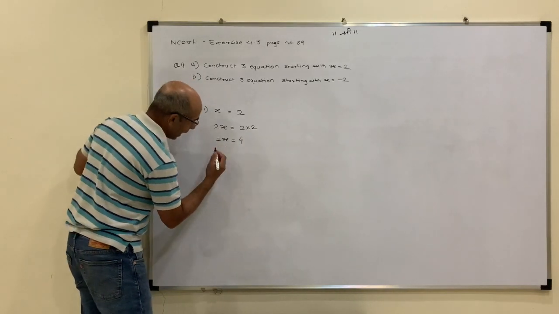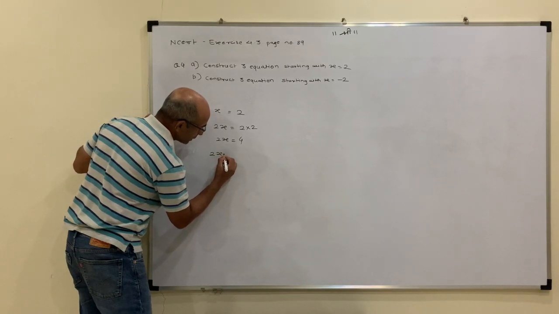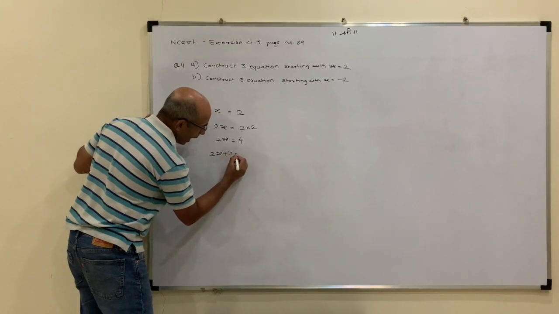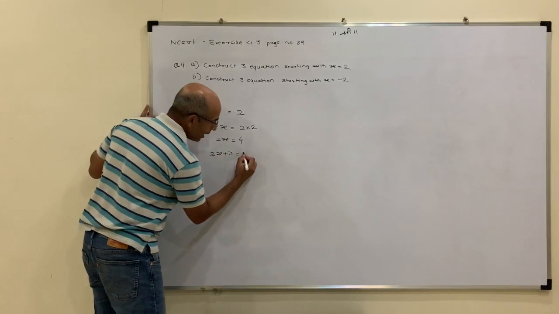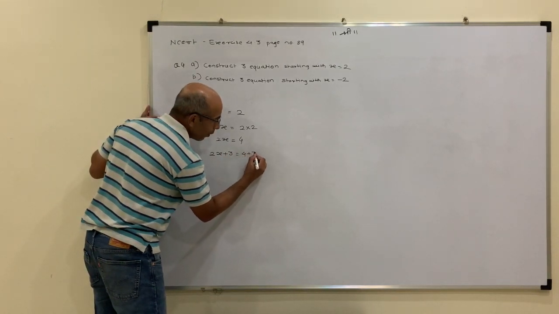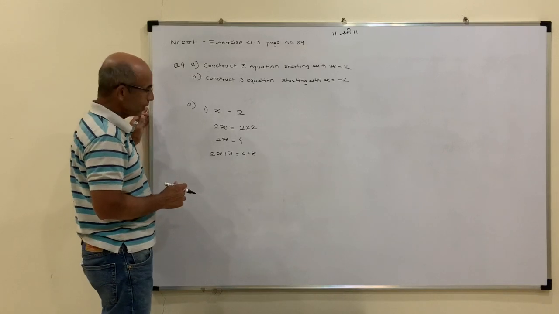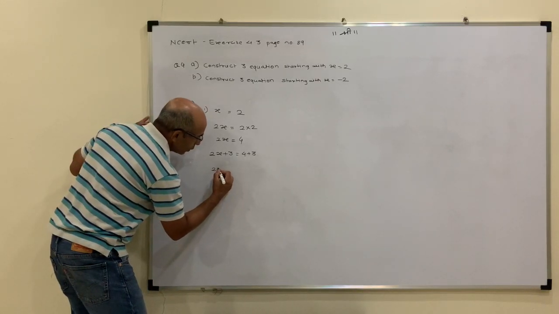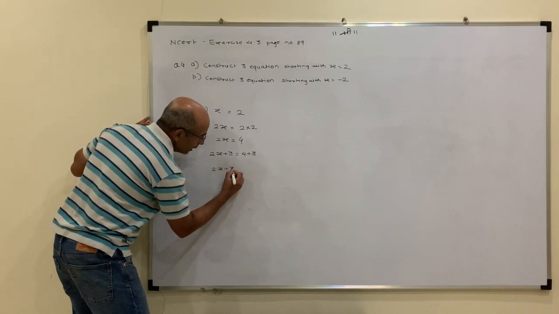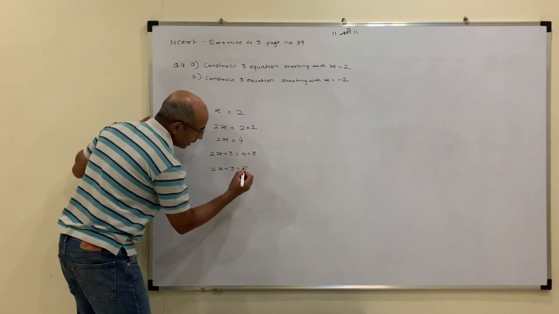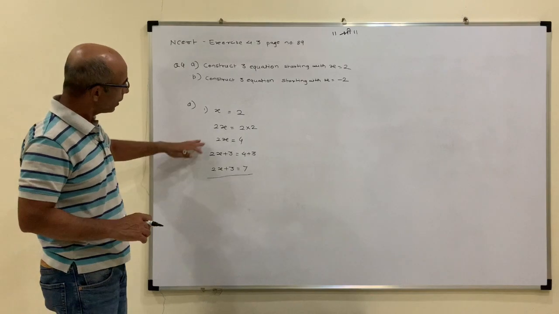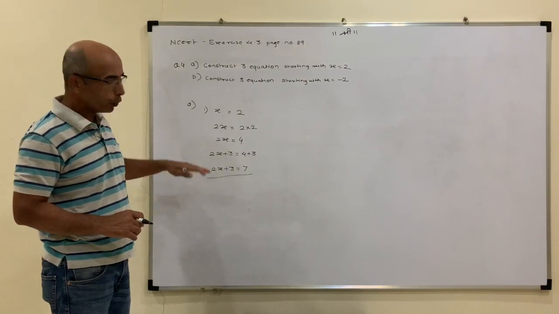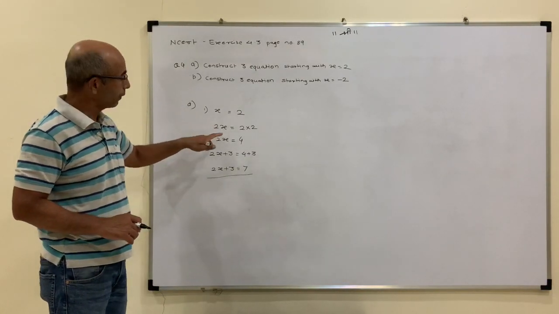Now I'll add 3 to 2x. So when I add 3 to this 2x, I have to add a similar value on the right hand side. So my equation became 2x plus 3 equals 7. This is the one equation I have constructed from x equals 2.